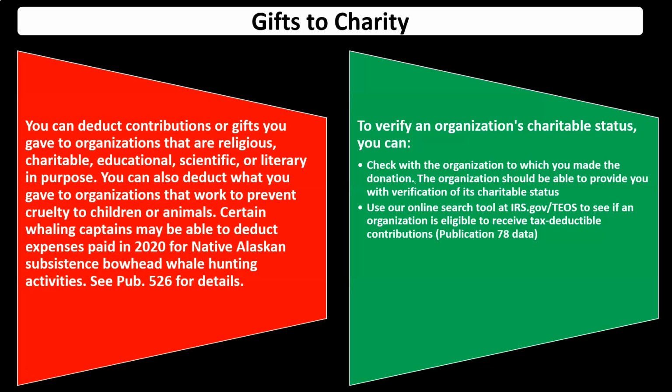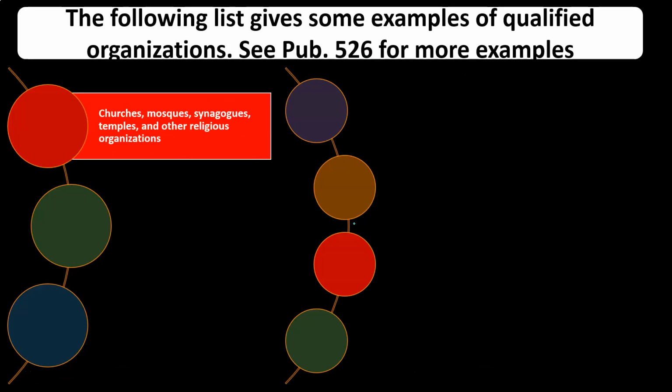The organization should be able to provide you with verification of its charitable status. Use our online search tool at irs.gov/TEOs to see if an organization is eligible to receive tax deductible contributions. So you can go to the IRS website and look up charities to see whether or not they're eligible as a charitable organization. So the following list gives some examples of qualified organizations.